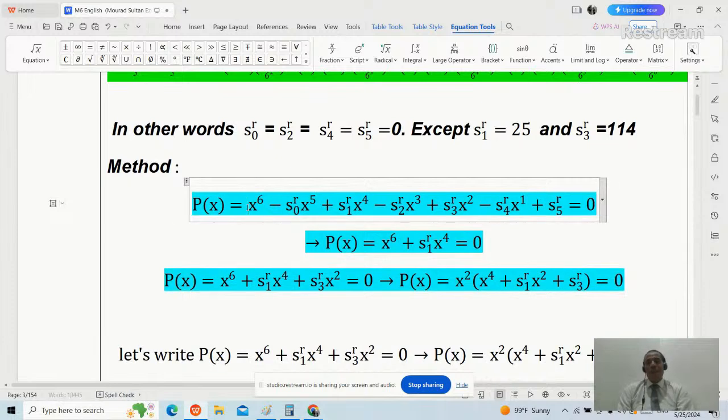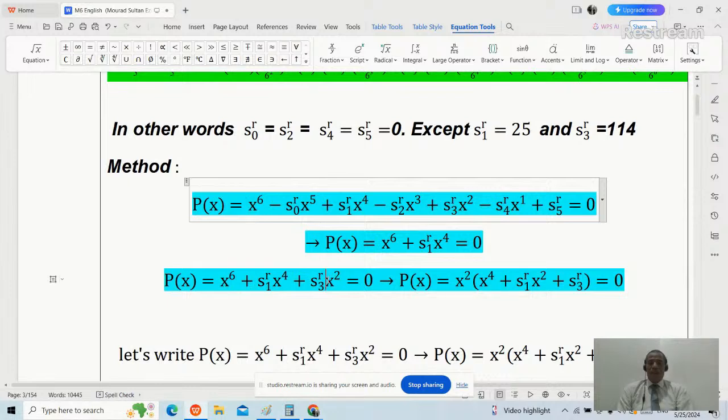Learners, x raised to the power 6 minus S0 of order r x raised to the power 5 plus S1 of order r x raised to the power 4 minus S2 of order r x cubed plus S3 of order r x squared minus S4 of order r x plus S5. I will just write this as that, because all these values, S_r of all of them, are 0 except S1 and S3. I will simplify this as P of x equals x raised to the power 6 plus S1 x raised to the power 4 plus S3 x raised to the power 2.